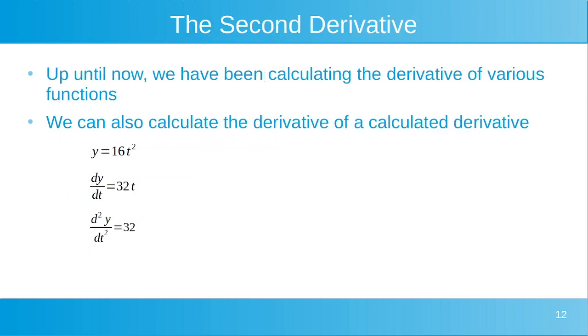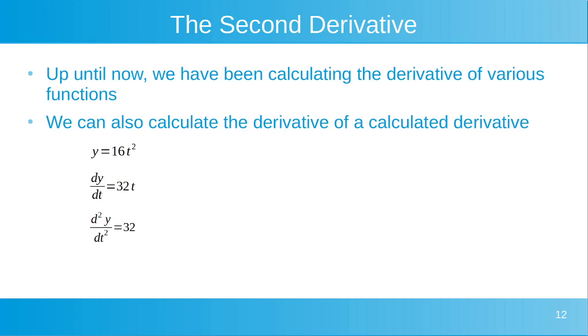So now I'm going to talk about the second derivative. Up until now, we've been calculating the derivative of various functions. But we can also calculate the derivative of a calculated derivative. Here below, we have y = 16t^2. So if we wanted to calculate the derivative of y with respect to t, that derivative, dy/dt, is equal to 32t, using the power rule and the constant multiple rule.